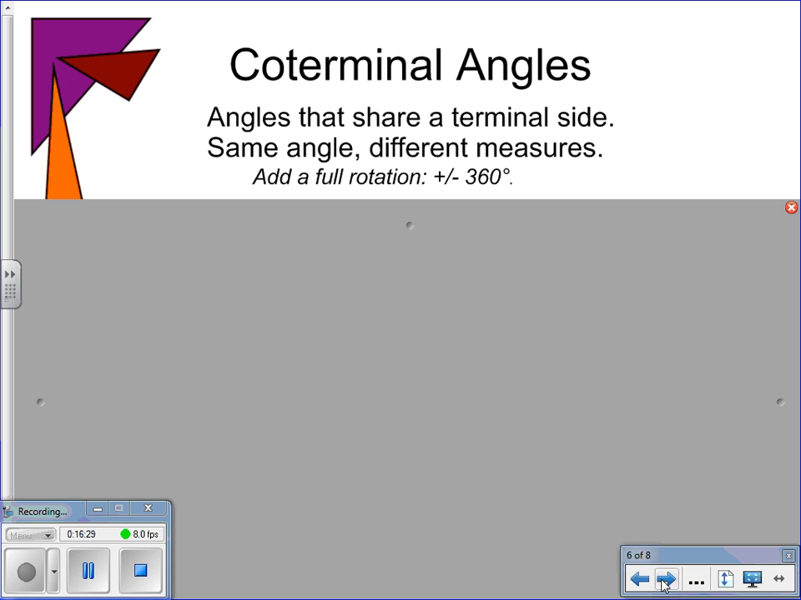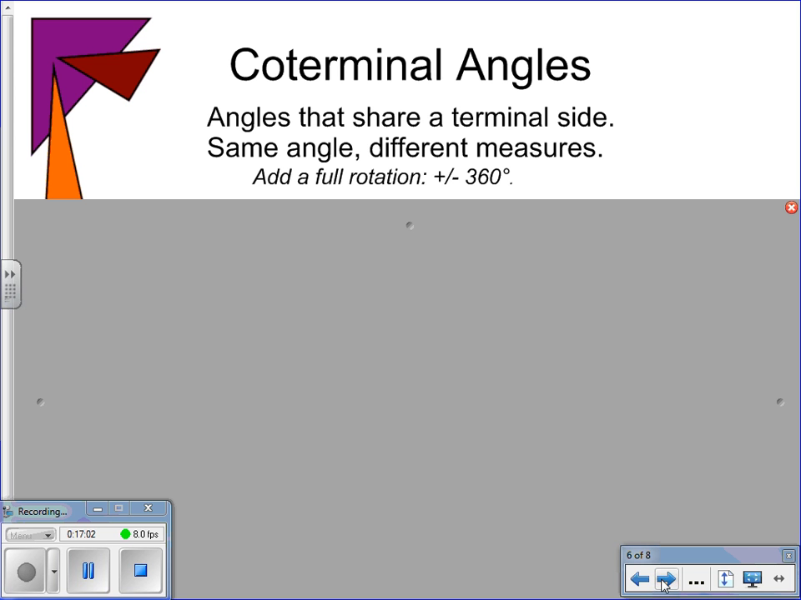Okay, coterminal angles. Think about the word coterminal. We know terminal from the ending side, and co usually means together. So this means that we have angles that have the same terminal side, the same ending side. If you already share the initial side, and then you also share the terminal side, you really are the same angle. Okay. But the big difference here is you're the same angle, but you have different measures.